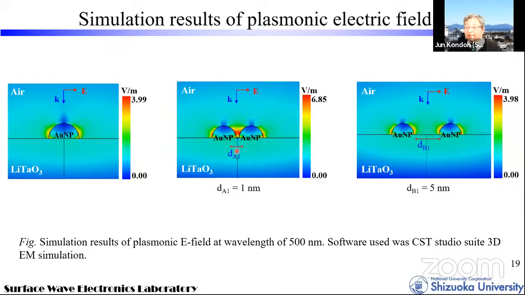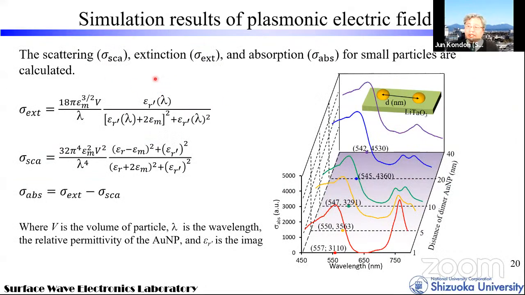In the 1 nanometer case, a very strong E field is generated between the two particles. Compared with the other results, as the distance increases, the electric field decreases and there is no coupling between two particles. We also calculated scattering, extinction, and absorption for the small particles using these equations. And this figure shows the absorption result.